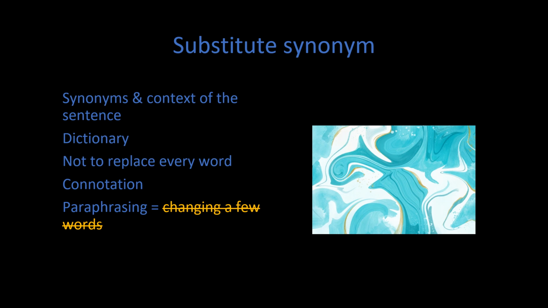Fourth, consider connotation. Connotation is related to the feeling about a word. It can be positive or negative. When paraphrasing, select the words with connotations that represent the original. The fifth is to make sure to paraphrase, not only changing a few words.